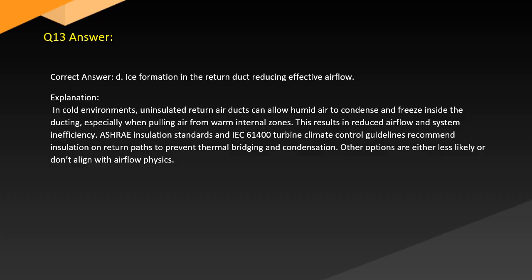Answer. Correct answer D. Ice formation in the return duct reducing effective airflow. Explanation. In cold environments, uninsulated return air ducts can allow humid air to condense and freeze inside the ducting, especially when pulling air from warm internal zones. This results in reduced airflow and system inefficiency. ASHRAE insulation standards and IEC 61400 turbine climate control guidelines recommend insulation on return paths to prevent thermal bridging and condensation. Other options are either less likely or don't align with airflow physics.